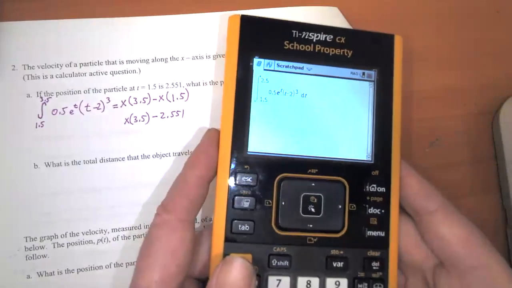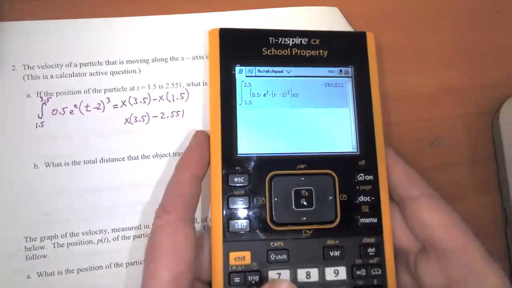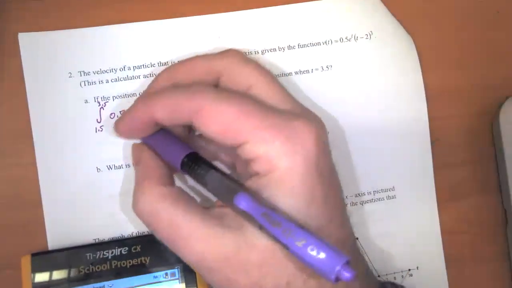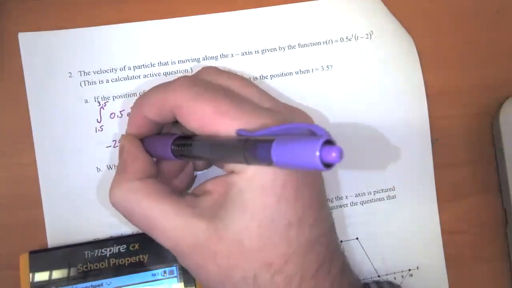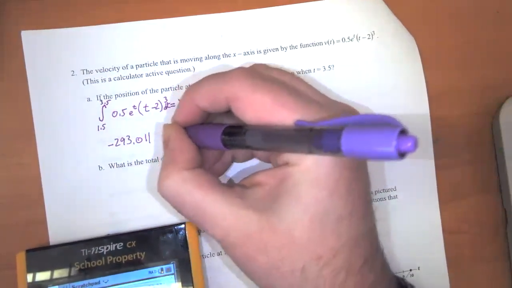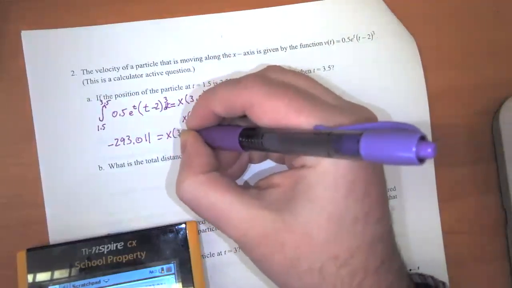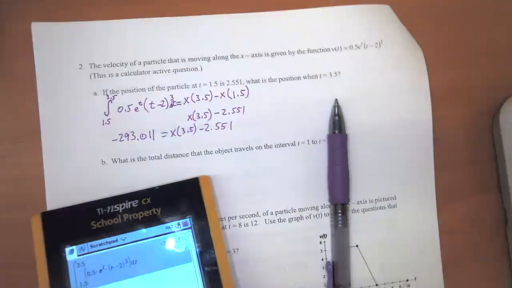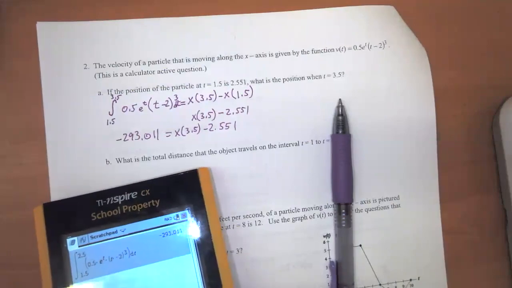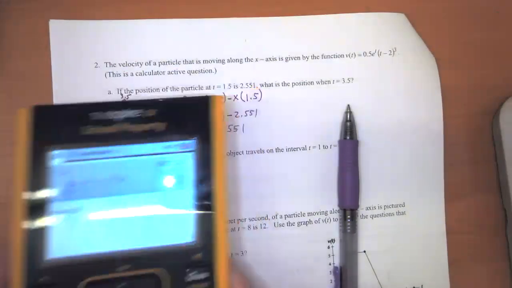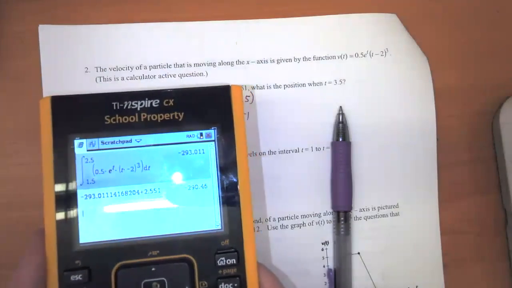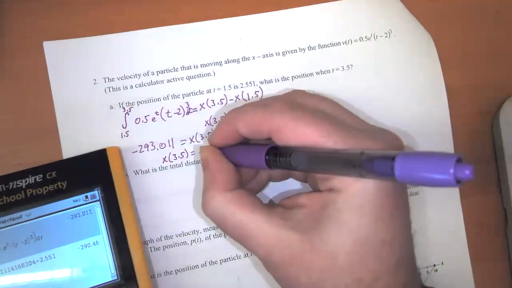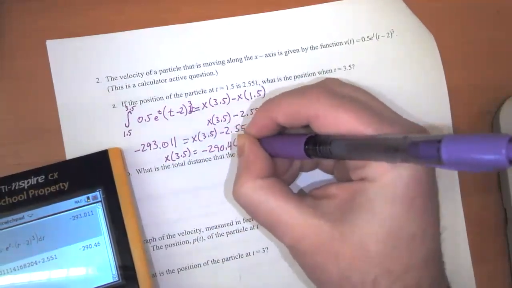All right, so we calculate that, and that gives us negative 293.011. Let me also include the dt right there. I forgot to do that. So that's negative 293.011 is equal to x of 3.5 minus 2.551. So all I need to do is add 2.551 to that, and I get x of 3.5 is equal to negative 290.46.